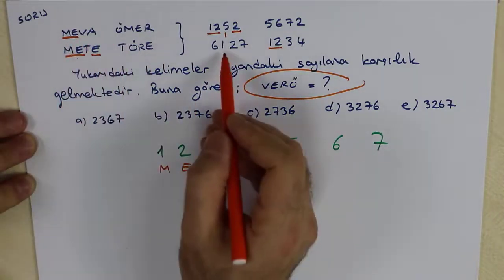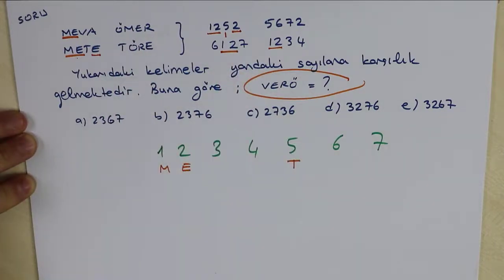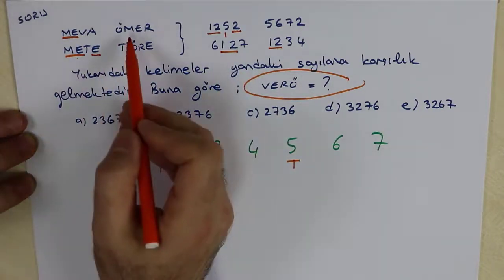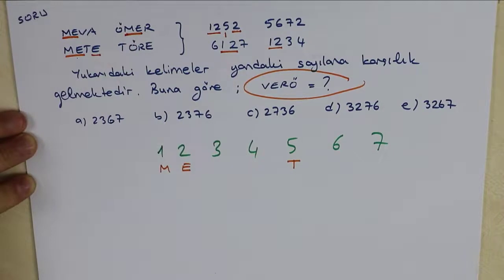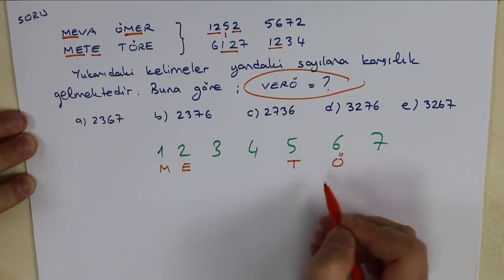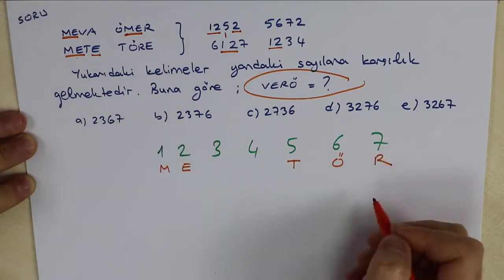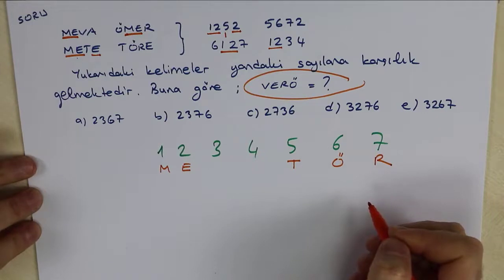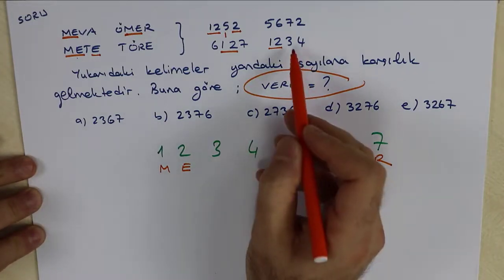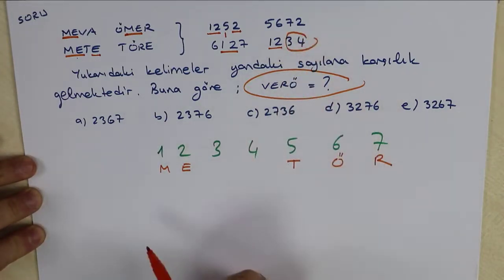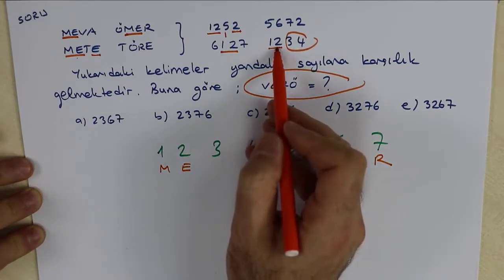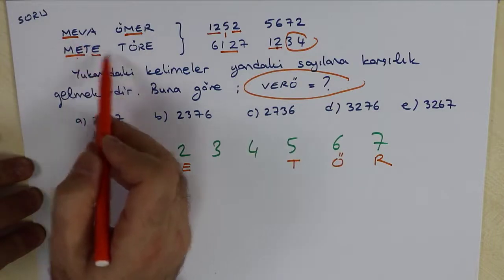Now also we have ME, which is equivalent to 1, 2, and we can see that it is available also in Ömer, and we can know from this that 6127 is also ME, since 1, 2 is available. So 6 is replaced by O and 7 is replaced by R.